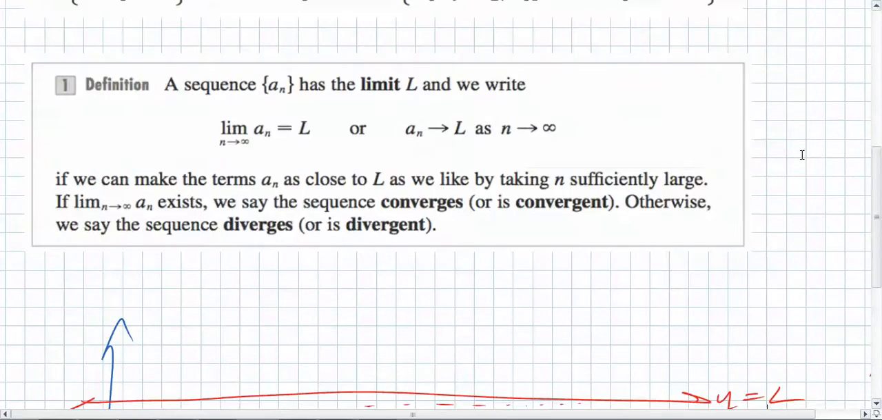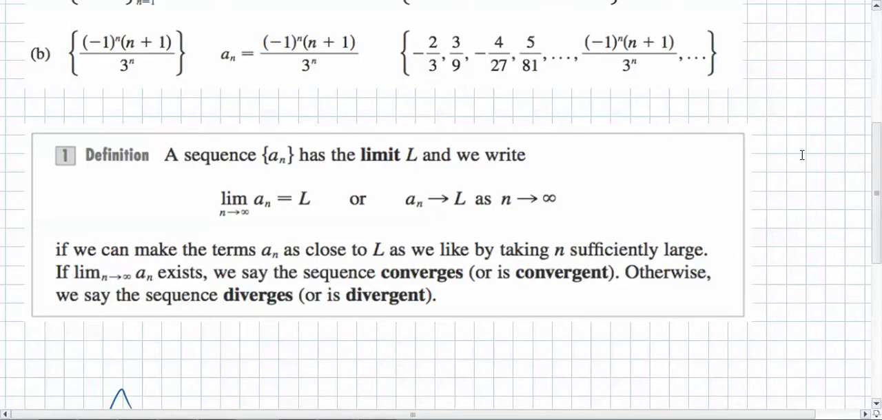The key thing to look at here, and this is something we don't get too much in depth with, because we do not do epsilon delta proofs in AP Calculus. You're welcome. He just shuddered, which is a good reaction. What's the key thing? As close as we like, right here, by taking n to be sufficiently large.